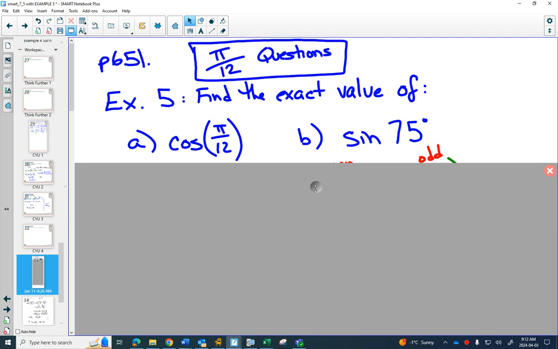pi over 12 questions. Now, when you think of your pi plates, which I'm done marking so I can get back to you and you're going to be able to use on your next test.